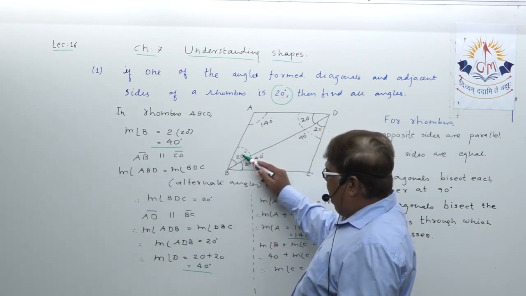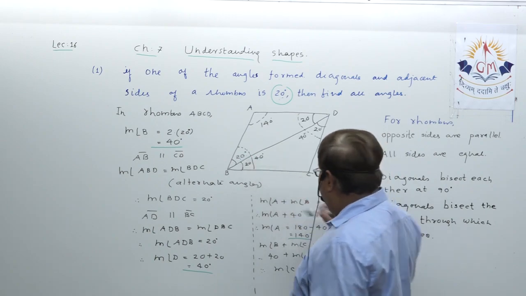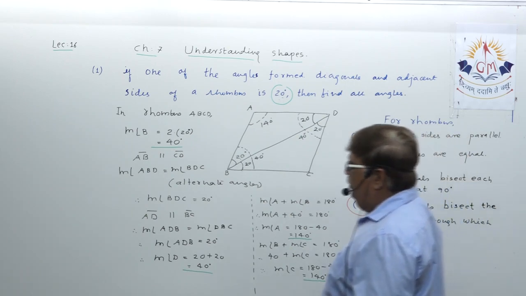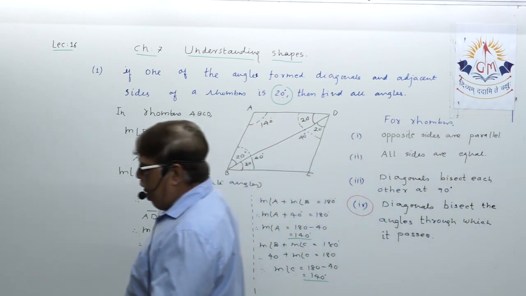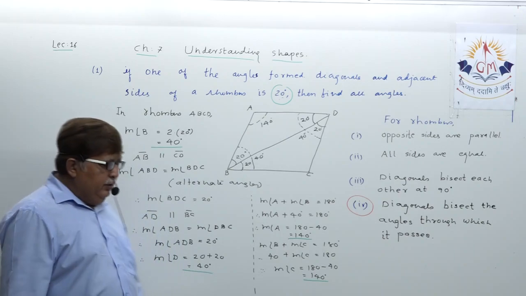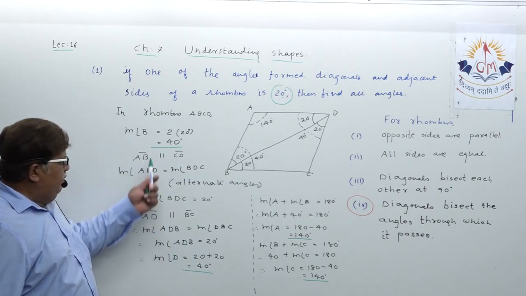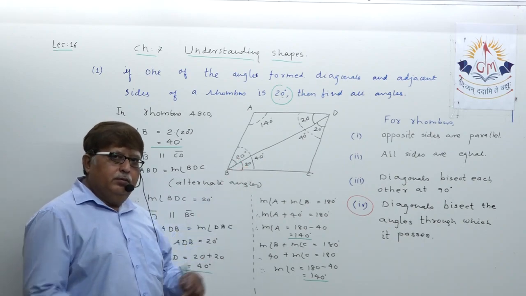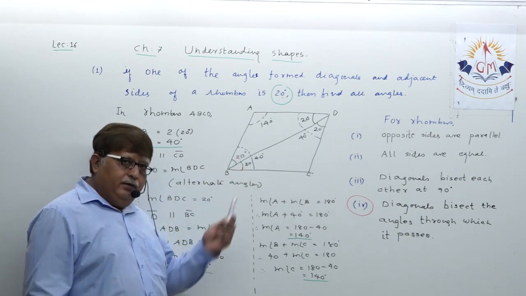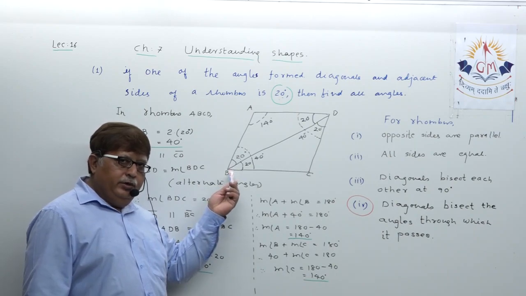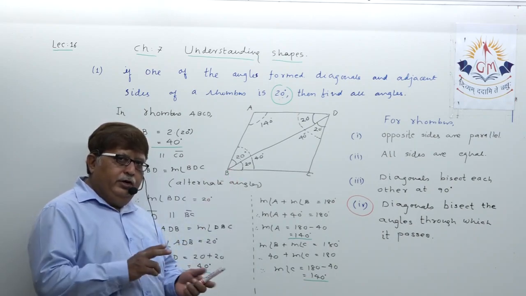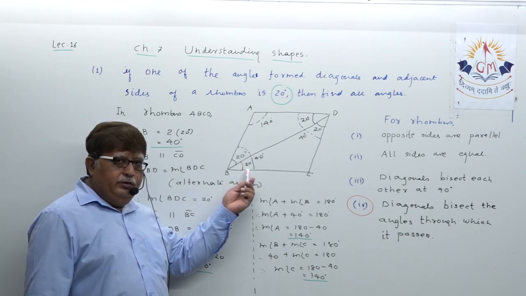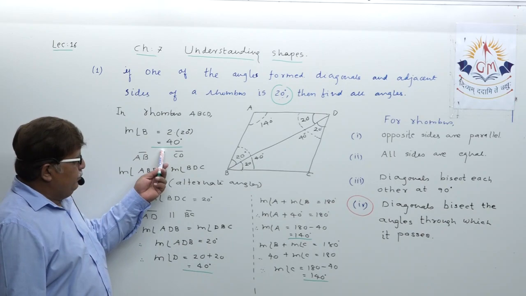So this was 20. Then we utilized the fact which was that diagonals bisect the angle through which it passes. So if this is 20, obviously it is half of the angle B. So if you think reverse, angle B will be double of this. So this is 40.